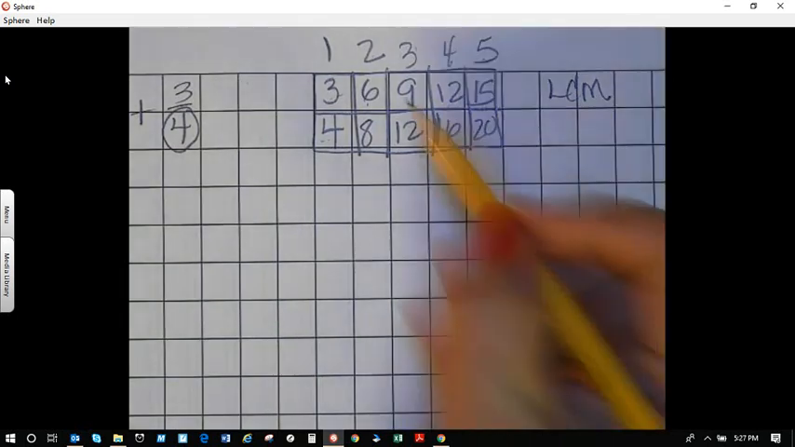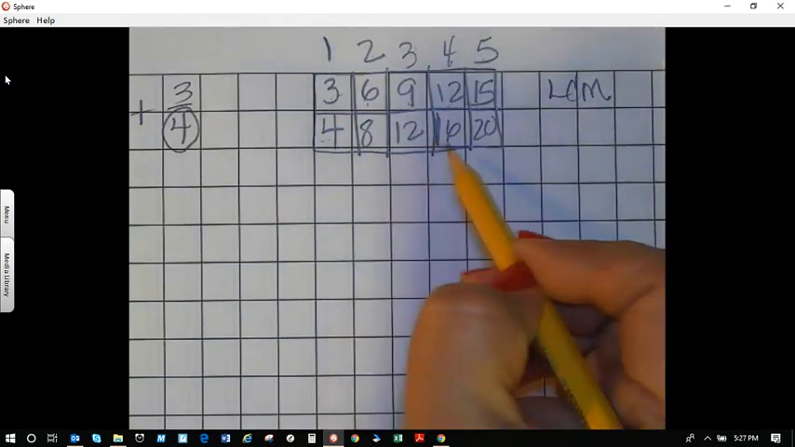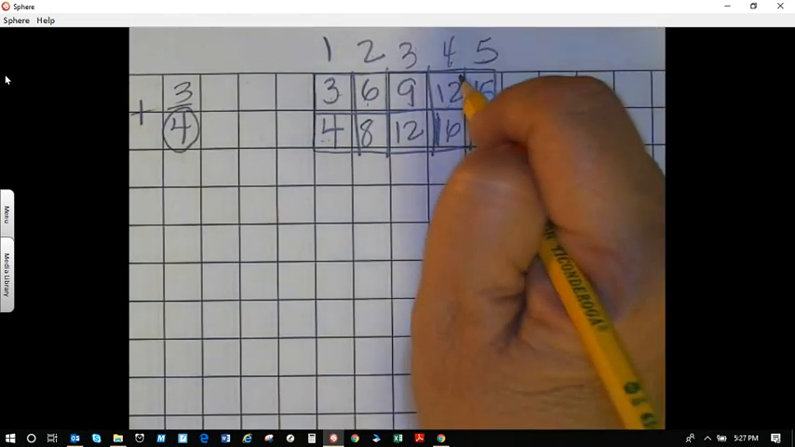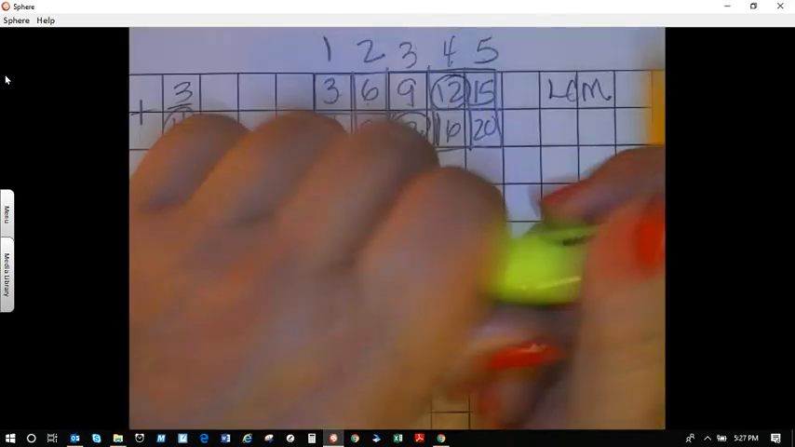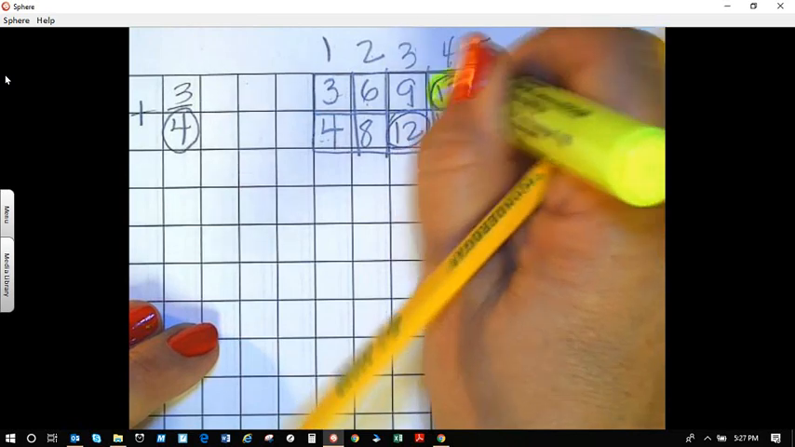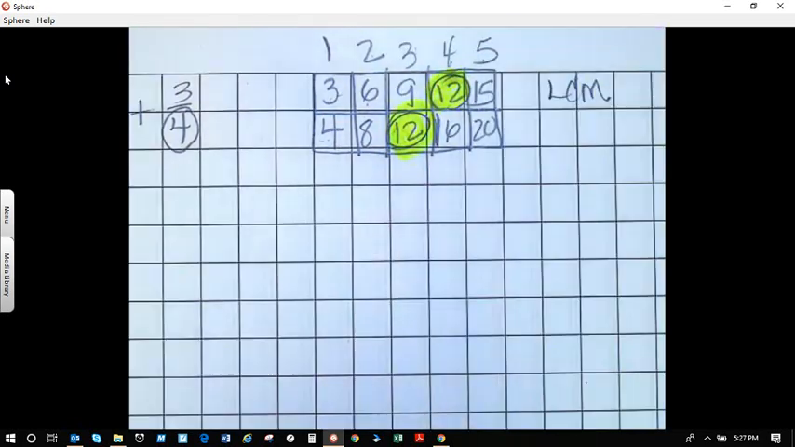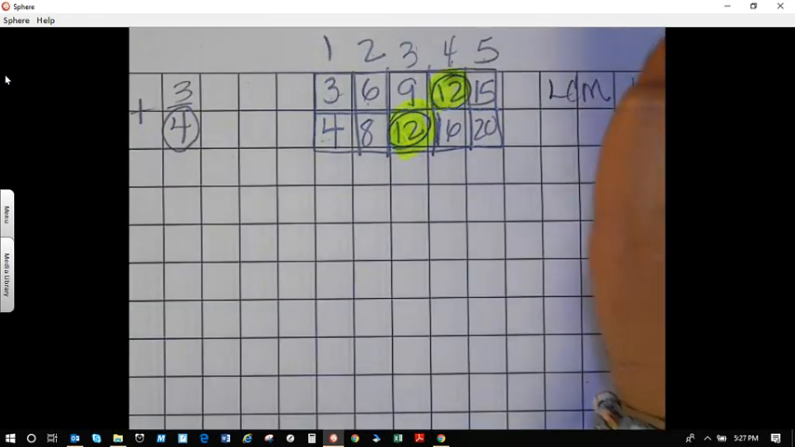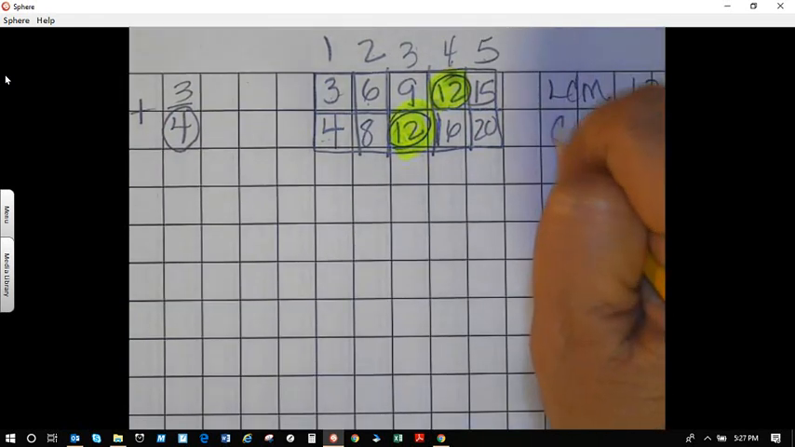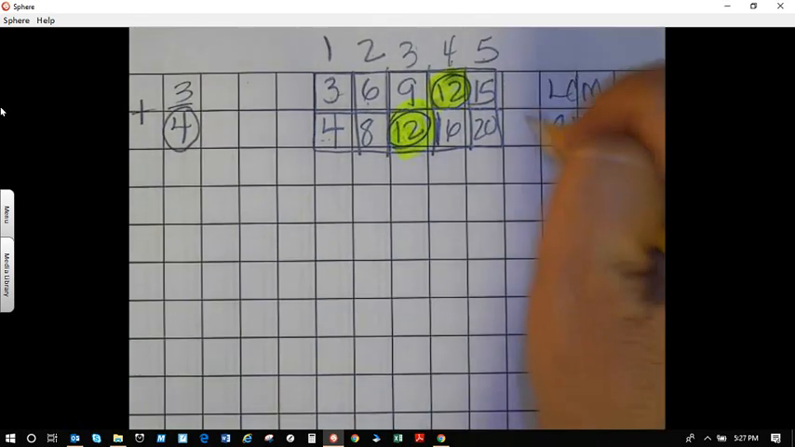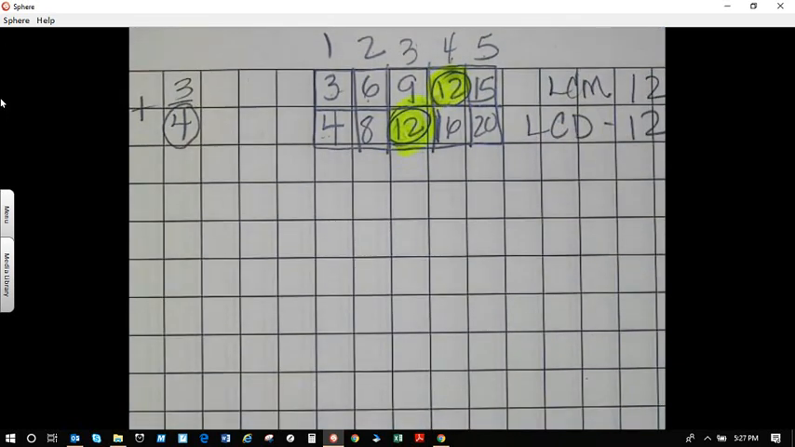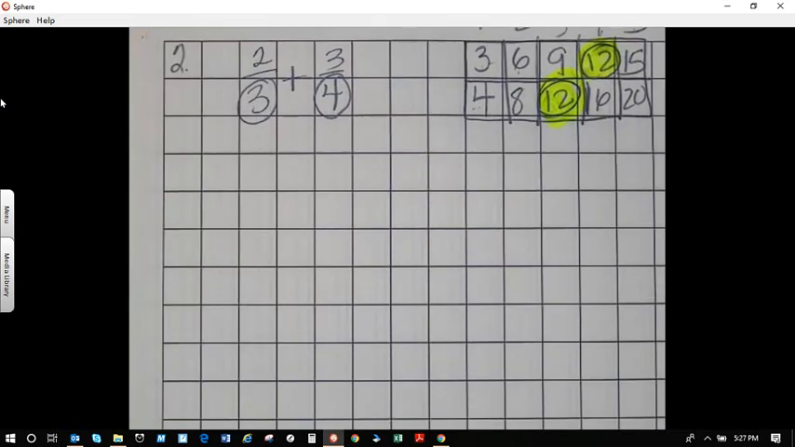So what number is up here that's also here, but it's the lowest one? I see the number 12. So I'm going to circle that. I'm going to highlight it so that you can see it better. You can do the same or just circle it. So I know that my lowest common multiple is 12, which means my common denominator is going to be 12. My lowest common denominator is 12. All right, so now let's come back over here.